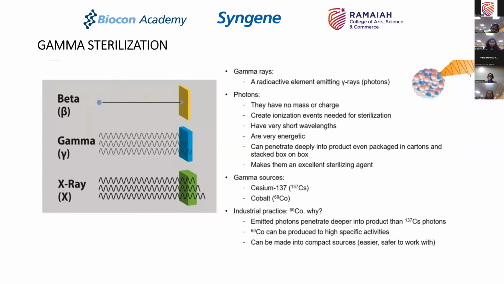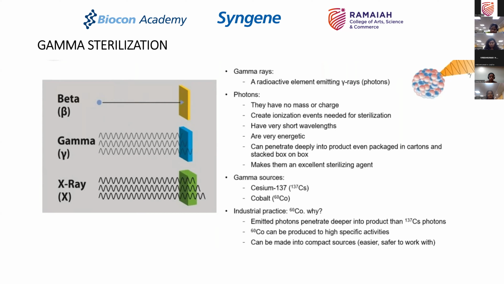Okay. So why do we use gamma rays? Because they have no mass or charge, so they are easy to transmit. They create an ionization event needed for sterilization, have very short wavelengths and have a high energy and can penetrate deep because of the fact that they have a higher energy and a shorter wavelength. So it is easy for them to penetrate. So even if you had a box containing, let's say, 100 pre-filled syringes or 200 pre-filled syringes, a gamma radiation can penetrate into that. At the same time, if you use heat or any other means, it is difficult for us to penetrate deep into the surface.